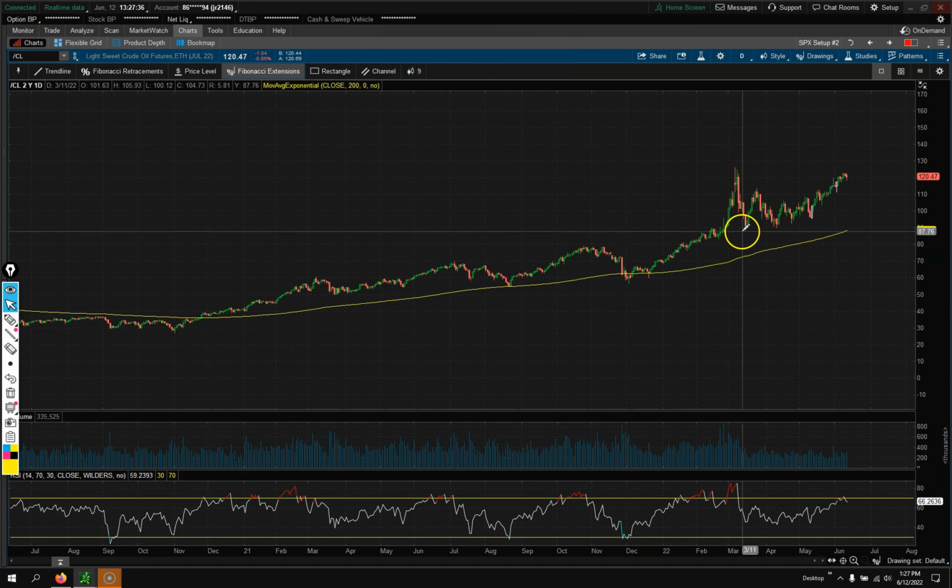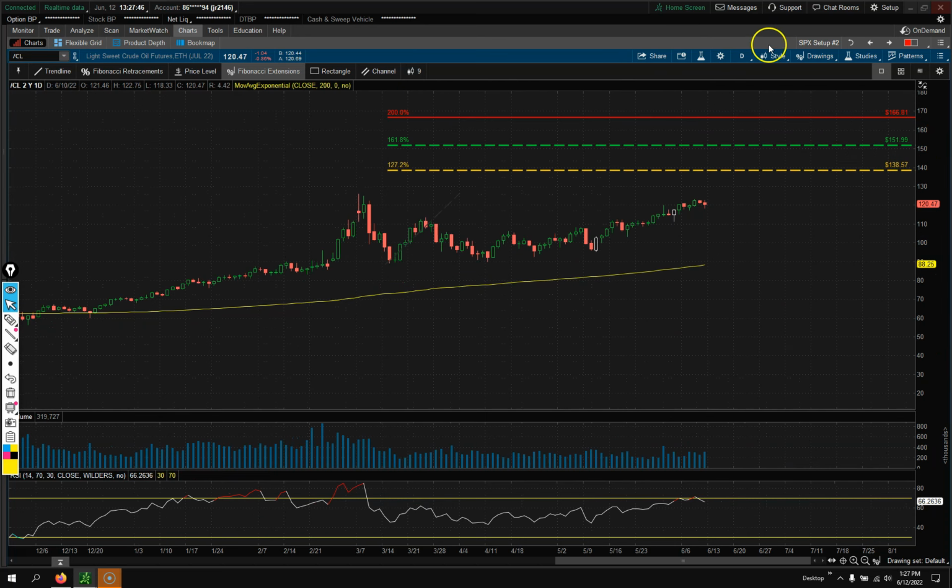Let's grab our Fibonacci extension tool. We're going to go from this low to this high, and then right back down to this low. And my ultimate target, and I've been saying this for months, is the 150 level. I think that's where we're going.